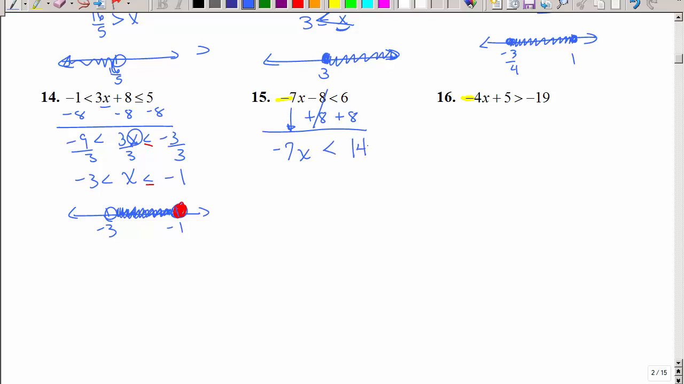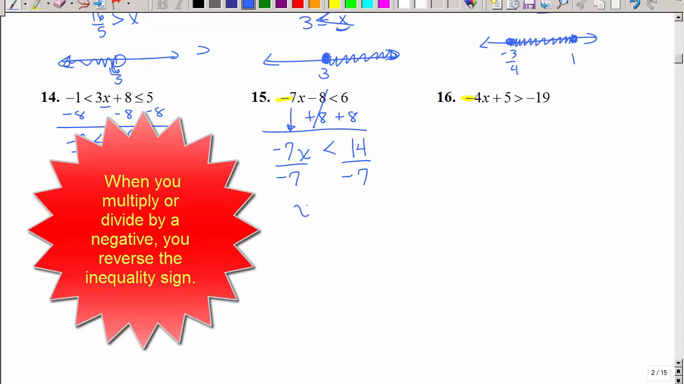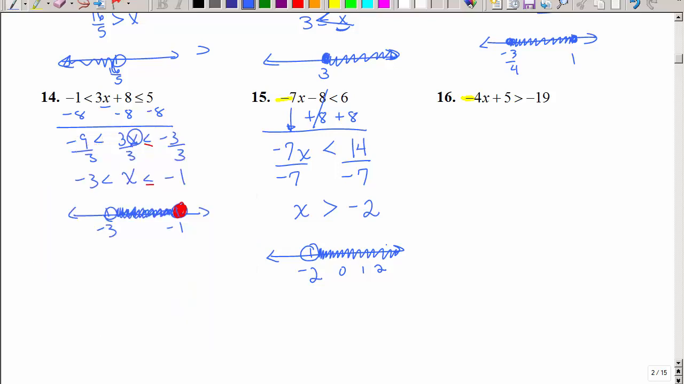Now we need to again get x by itself, so I'm going to divide by negative 7. Now what happens to an inequality when you divide by a negative? You want to reverse that inequality and then just do the arithmetic. So 14 divided by negative 7 is negative 2. So we have x is greater than negative 2. So putting that on a number line, greater than, that's an open circle. All numbers greater than negative 2 are to the right, like 0, 1, 2, all of those greater than negative 2.